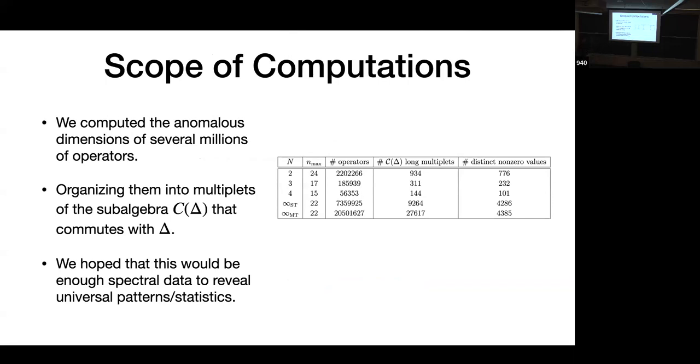Basically, as I said, we have a million-dimensional Hilbert space, and we want to diagonalize the Hamiltonian that acts on this million-dimensional Hilbert space. We want to organize the result using some symmetry algebra, a sub-algebra of the superconformal algebra that commutes with this combination of the dilatation operator, the momentum and charges.